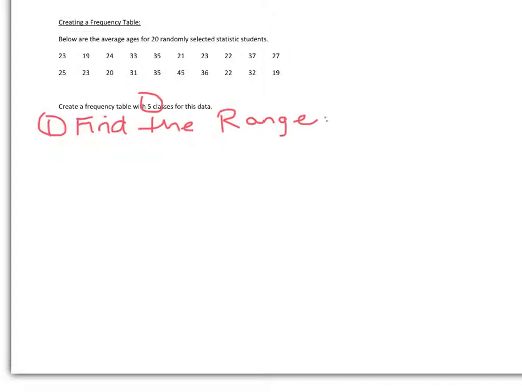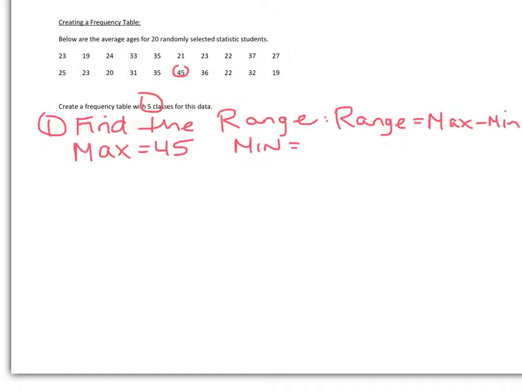The range is always going to be the max minus the min. It's really just how spread apart this data is. In this one, I found the max to be 45. And the min, the youngest person in this data set, was 19. So our range right here is 26, which means this data is spread apart a span of 26. That's what we have to fit into 5 classes.